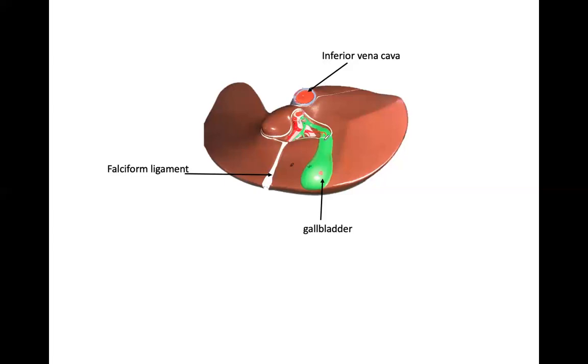Here's a different view of the liver. Again, you have your large lobe right here, which would be identified as the right lobe, and the smaller lobe, separated by the falciform ligament, would be your left lobe. You have the gallbladder, always in greenish color, and then the largest blood vessel that collects deoxygenated blood from the abdominal cavity, which we learned in the cardiovascular system, called the inferior vena cava.